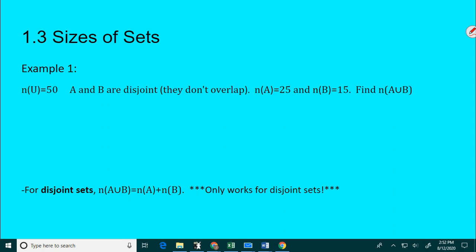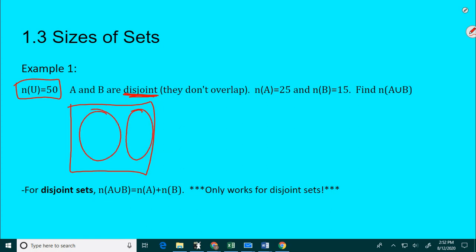So taking a look, what this first means, the n, that means number in the set. So this means the number in our universal set. Okay, so right now we're told that A and B are disjoint. Okay, if you remember, that means they don't overlap in the Venn diagram. So let's draw a Venn diagram. Okay, they're disjoint, so no overlap. So there's A, there's B.